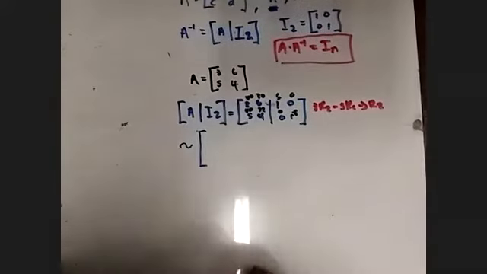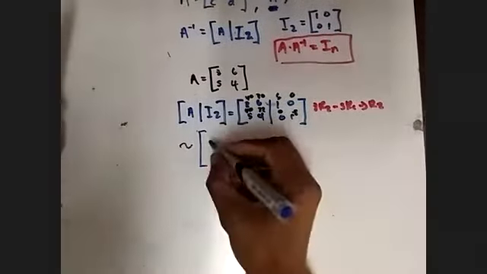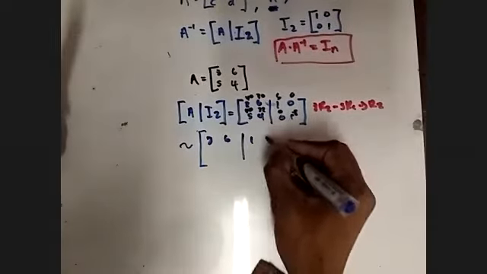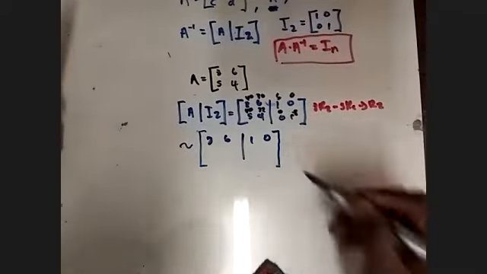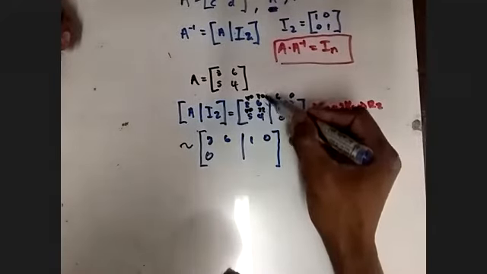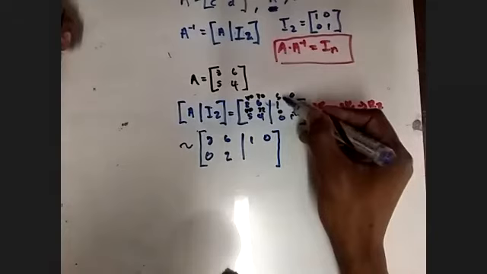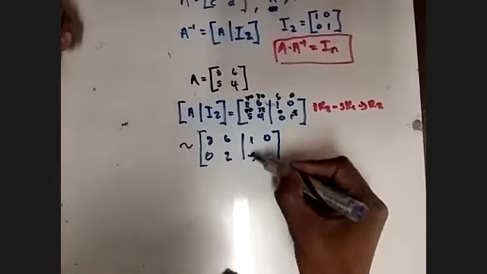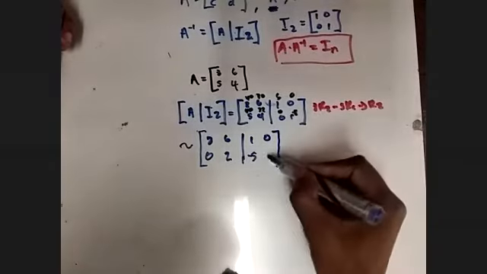We've got 8, 6, 1, 0. Okay. And then right here, we've got 40 minus 40, which is 0. 32 minus 30, which is 2. 0 minus 5, it's minus 5. And then 8 minus 0 is just 8.